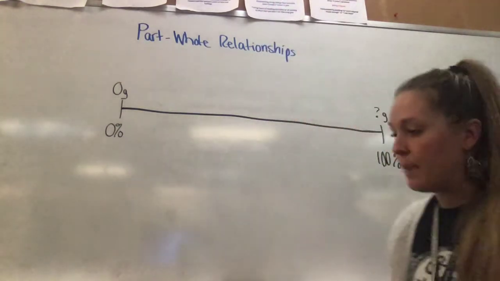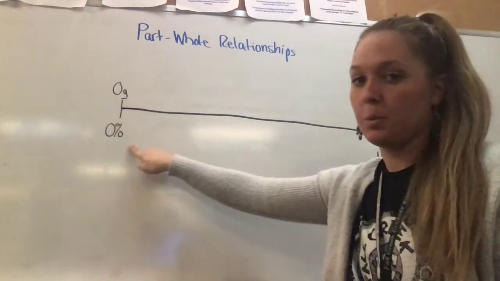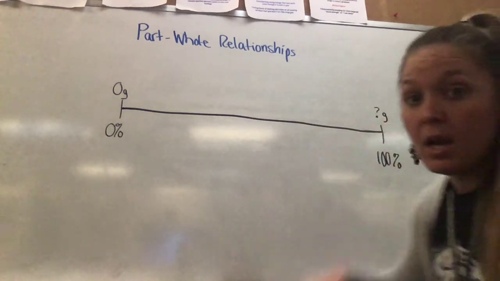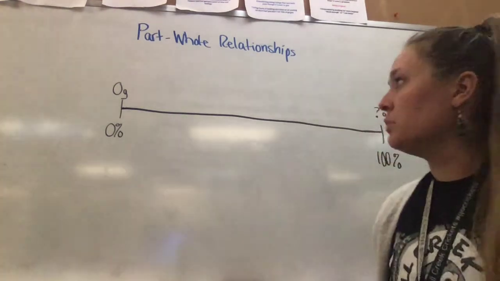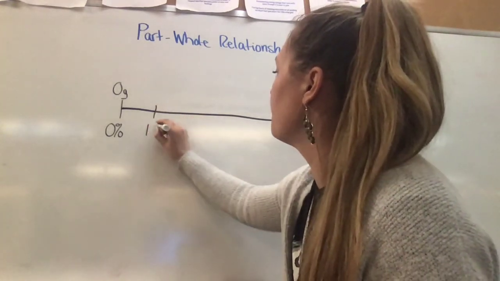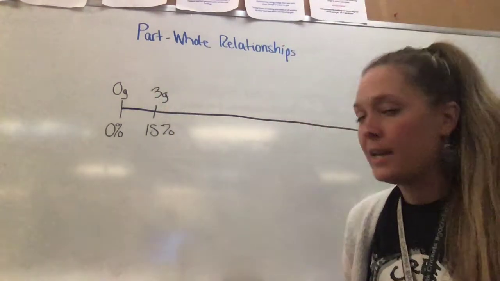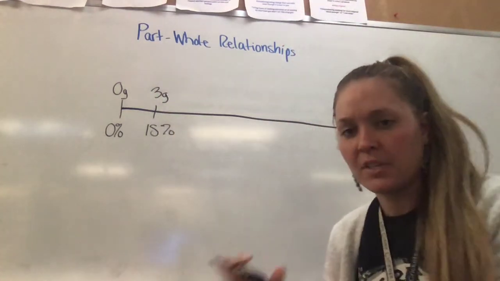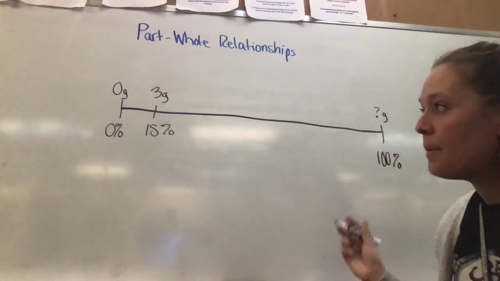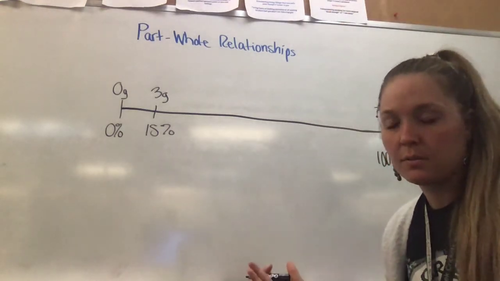So we're going to use this linear model here, and I kind of started it. So 0 grams would be 0%, and 100%, this is what we're looking for. We're going to add on to our linear model what we know. We know right now 15% is 3 grams. Now, if I kept adding 15% and 15%, I wouldn't get exactly to 100%. So I might have to partition my line up differently than going by 15%.